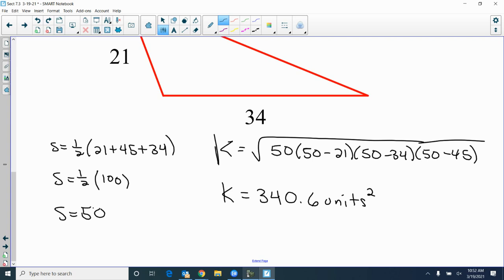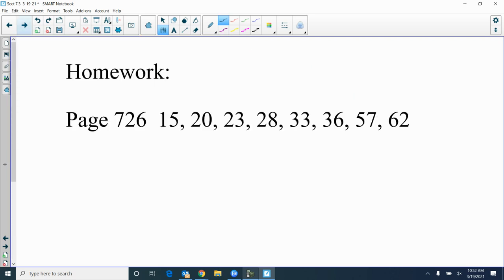All right, so you got different types of triangles here. All right, page 726, not a lot, but just a few here. This is pretty busy. Oh. Yes. I know.